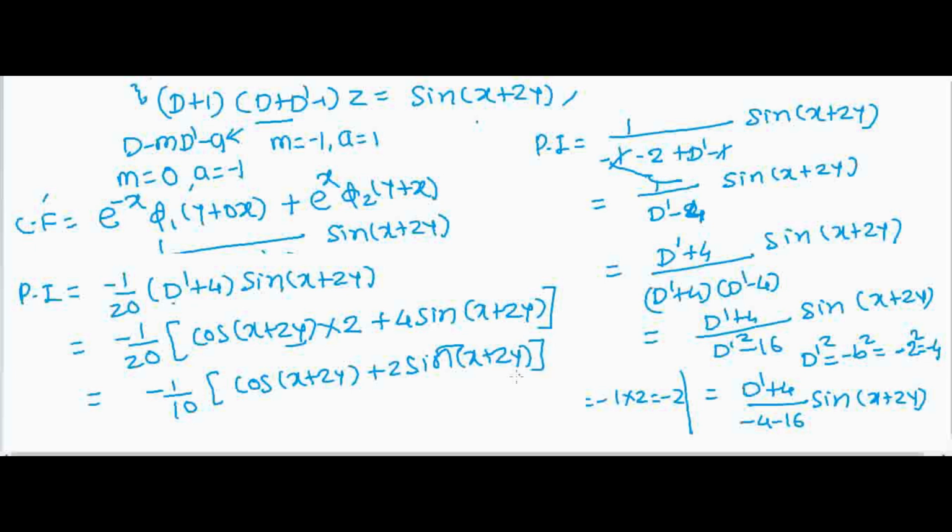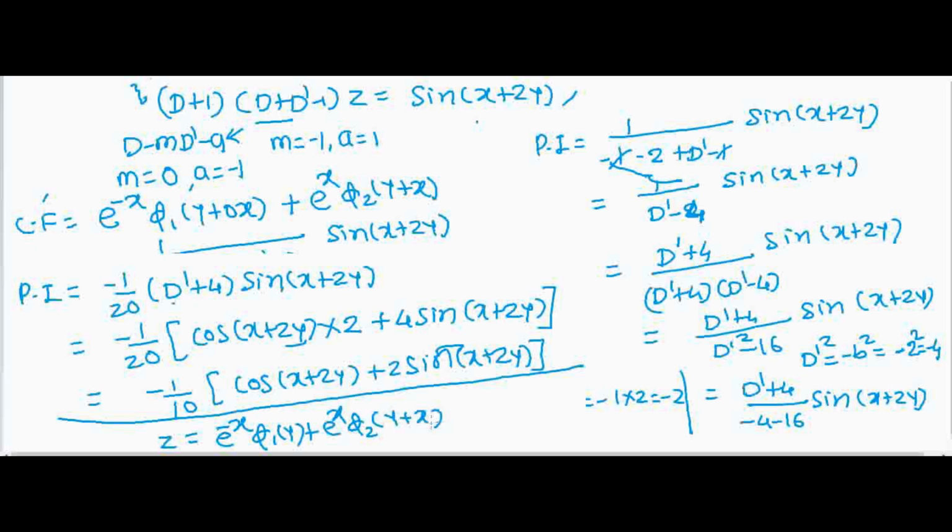This is the particular integral. Then the complete solution of this equation, z is equal to the complementary function, e raised to minus x phi 1 of y plus e raised to x phi 2 of y plus x, minus 1 divided by 10 into cos of x plus 2y plus 2 into sine of x plus 2y. So this is the complete solution of this differential equation.